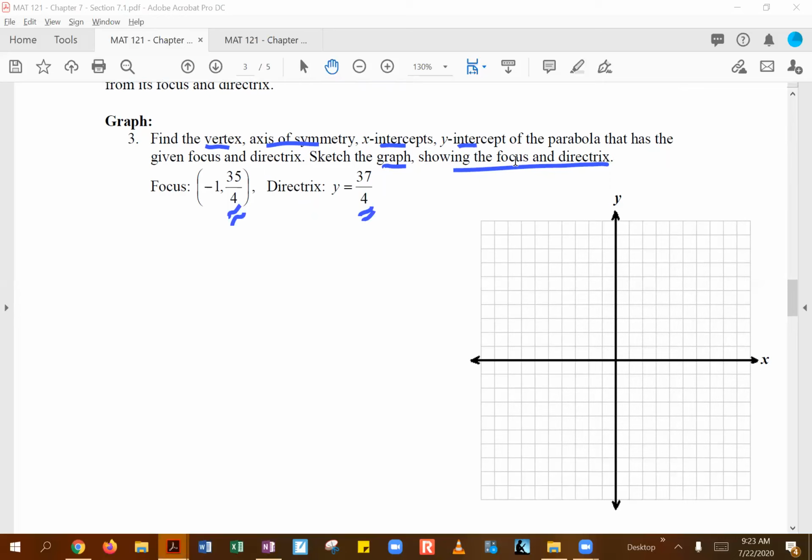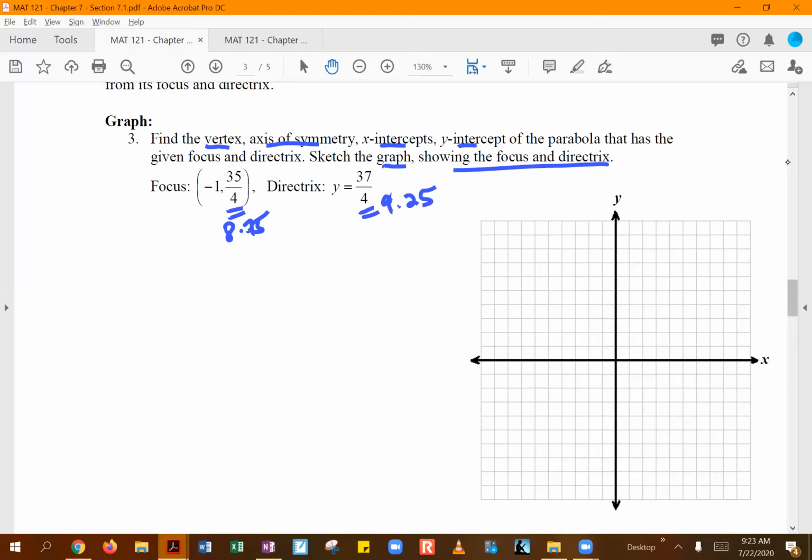And the decimal approximation for 35/4 is 8.75. And then for 37/4, yeah, 9.25. Okay.